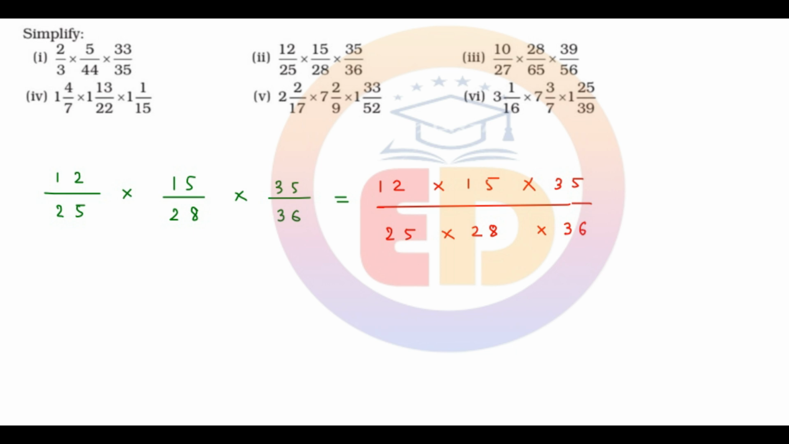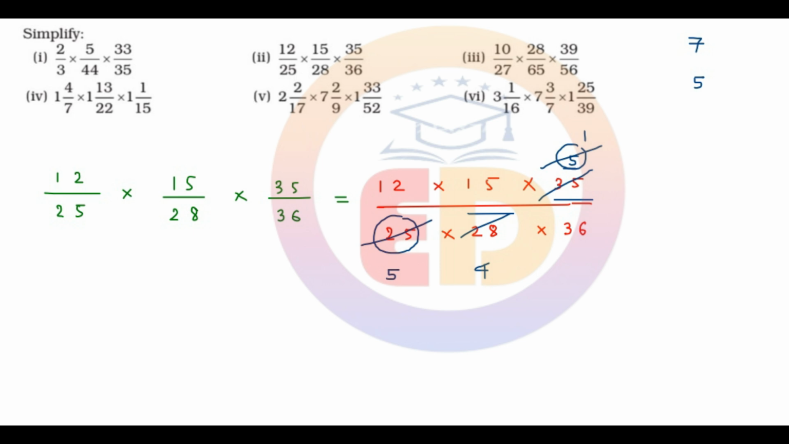To start with, remember 35 and 28. They both come in the table of 7, so they both can be divided by 7. 7 5s are 35. 7 4s are 28. So in the numerator, I divide 35 and 28 by 7. I get 5 in the numerator in place of 35, and I get 4 in place of 28. Now, from the numerator 5, I can see that there is a denominator 25. They both are divisible by 5. Let's divide them by 5. This will be 5 1s are 5, and this will be 5 5s are 25.